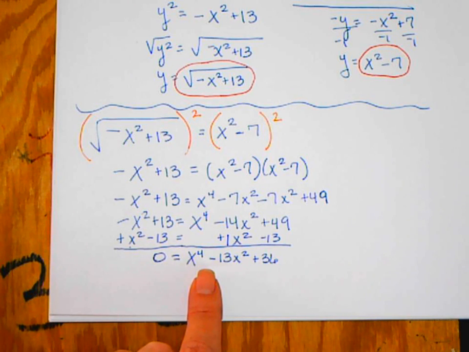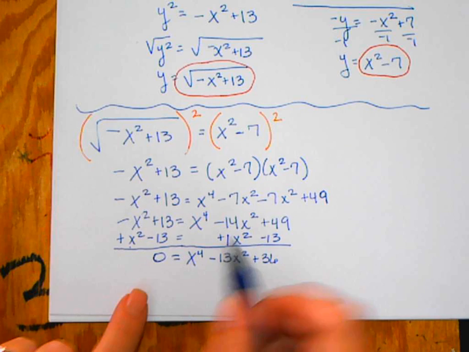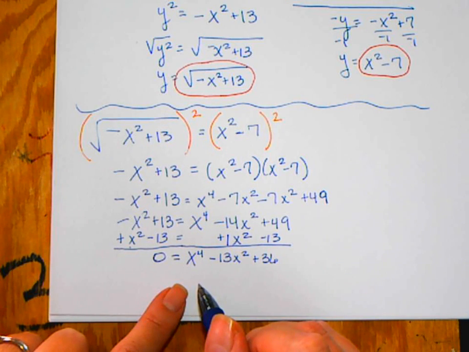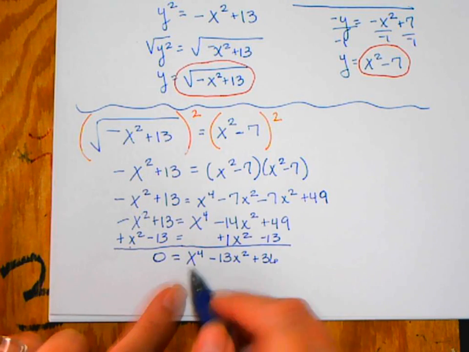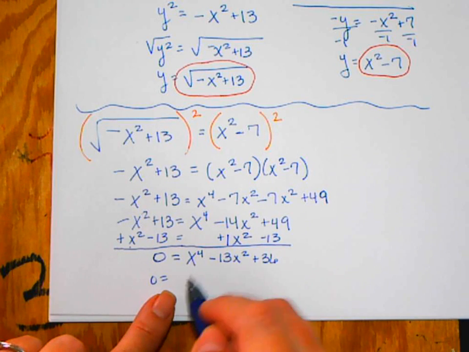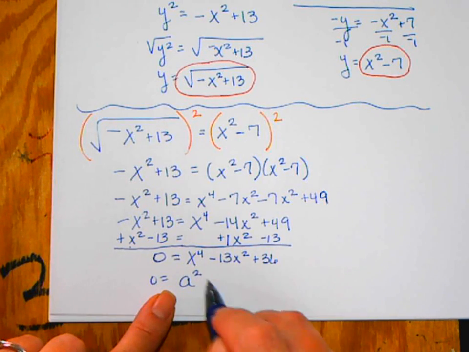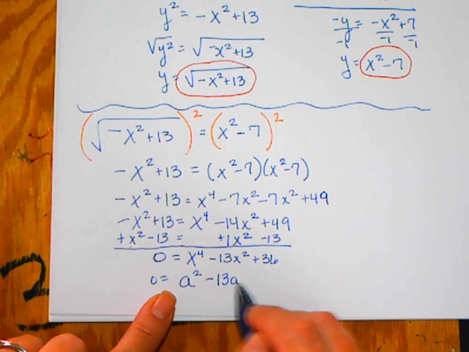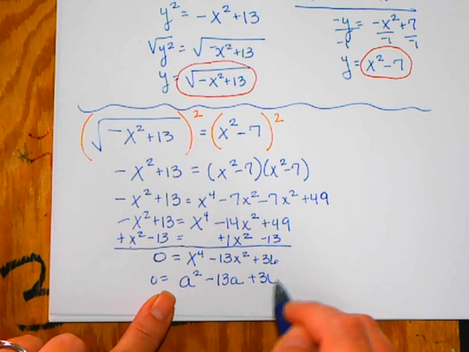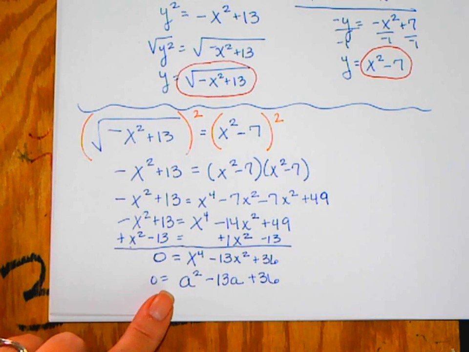I can't use the quadratic formula or completing the square or any of that because it's not a quadratic, it's a quartic. But I can rewrite it as a quadratic and then factor that way, right? Remember where we replace x squared with a? So we would replace x to the fourth with a squared minus 13a plus 36. Y'all remember this method? I don't have time to look it up in the spiral, but I can at the end if you want me to.